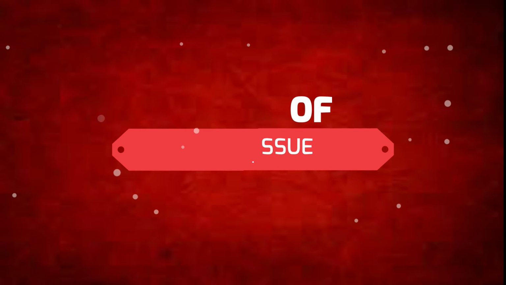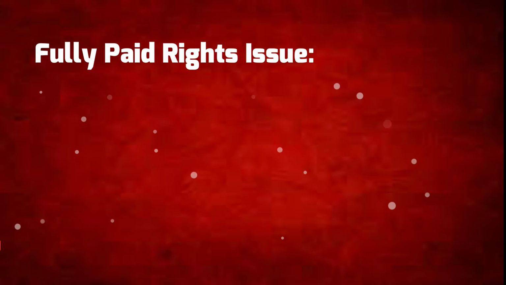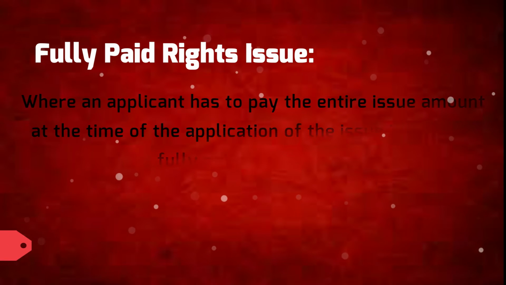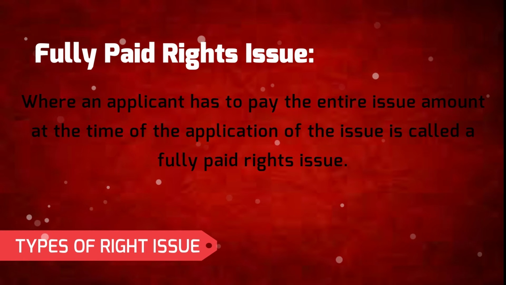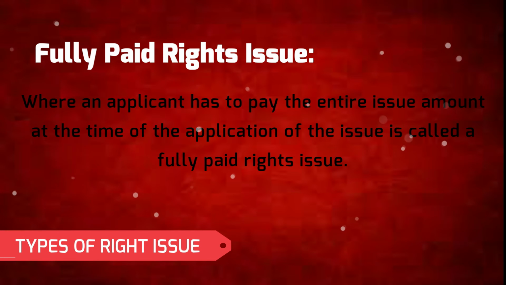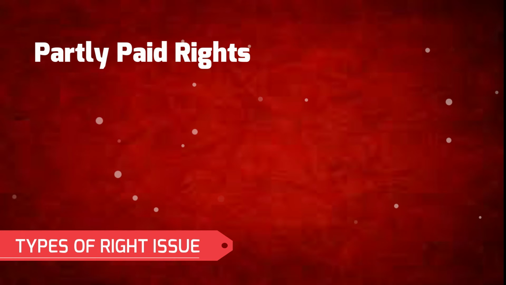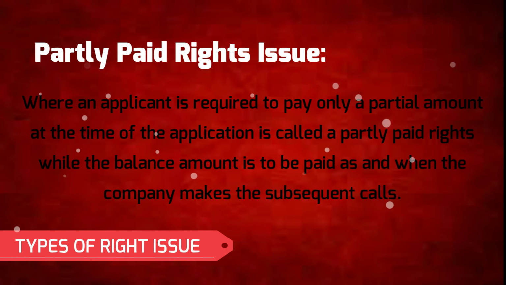Types of rights issue. Fully paid rights issue. Where an applicant has to pay the entire issue amount at the time of the application, the issue is called a fully paid rights issue. Partly paid rights issue. Where an applicant is required to pay only a partial amount at the time of the application, it is called a partly paid rights issue, while the balance amount is to be paid as and when the company makes the subsequent calls.